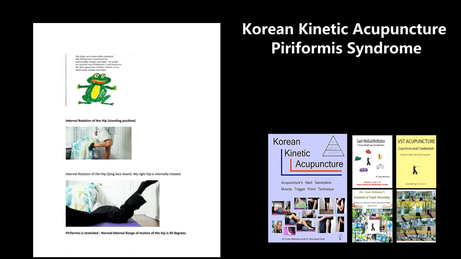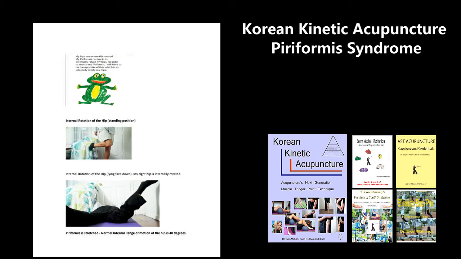The bottom picture is the better picture, but it gets a little confusing for some people to know which is internal and which is external. So the frog is external rotation. And then if you look down, I'm lying flat on the floor there, and my hip is internally rotated. This is the piriformis stretch. Remember, in the external rotation, the piriformis is contracted. Now, in the bottom picture, the piriformis muscle is stretched, and the normal range of motion is 40 degrees.